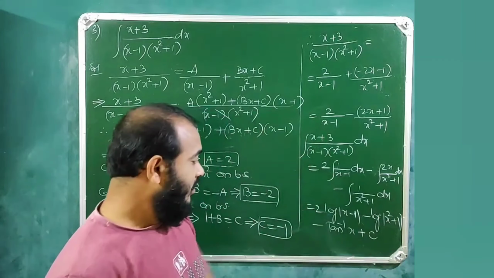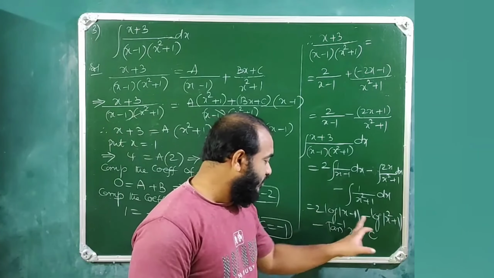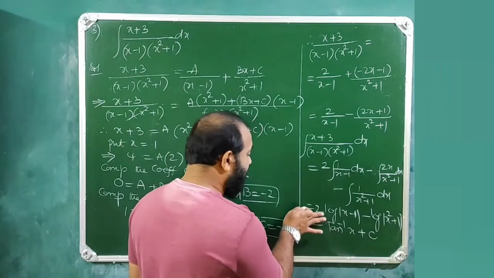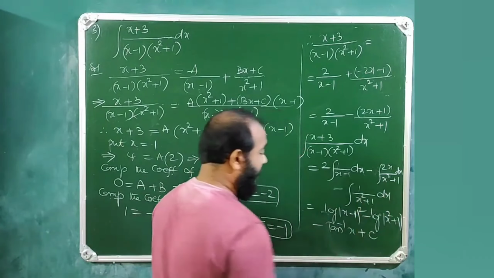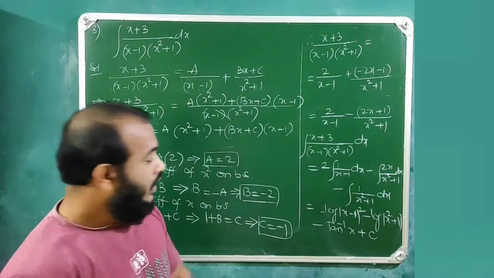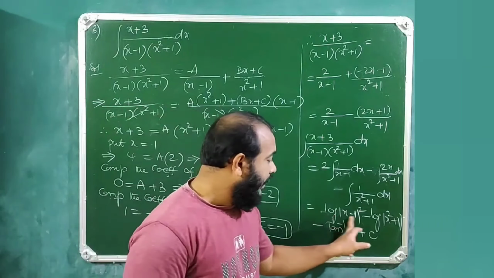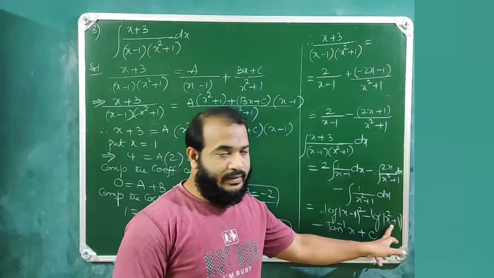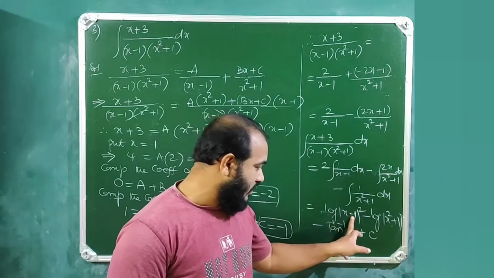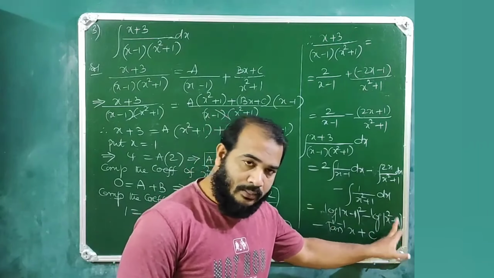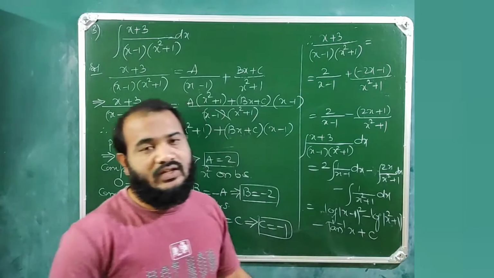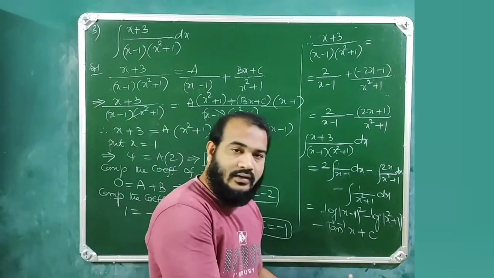And you may even take this 2 log of x minus 1 to be log of x minus 1 whole square. And log a minus log b is log a by b. So log of x minus 1 whole square by x square plus 1, minus tan inverse x plus c. That also you can take.